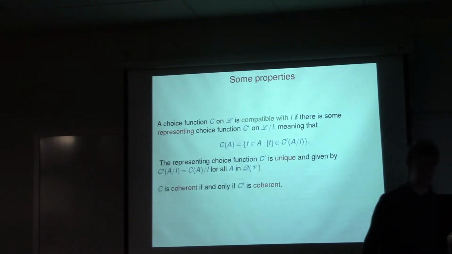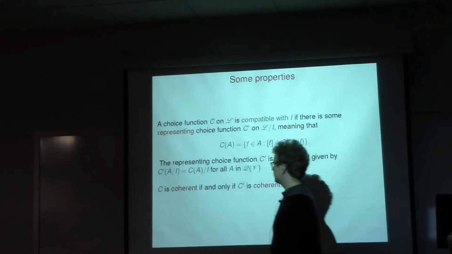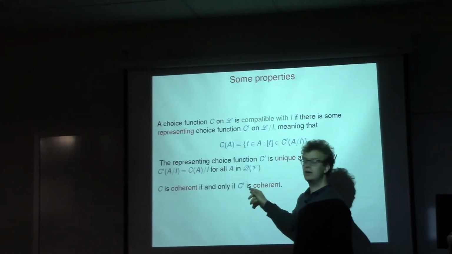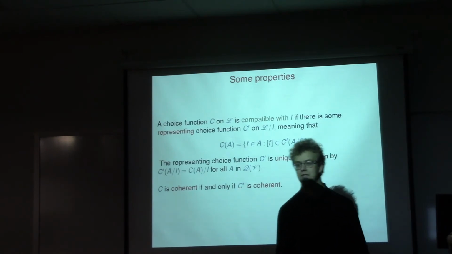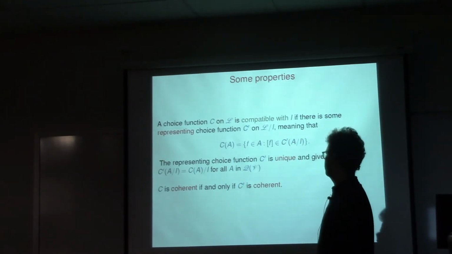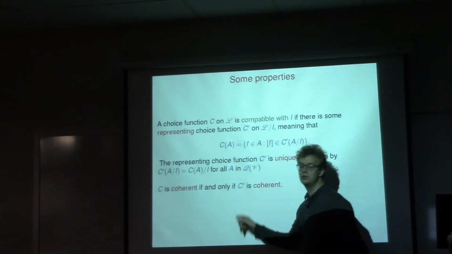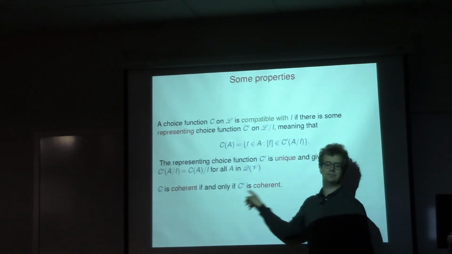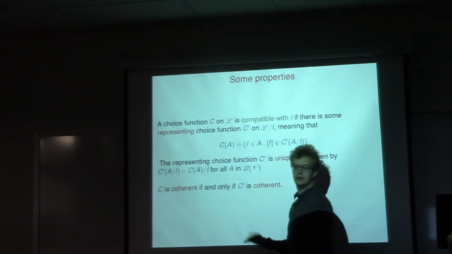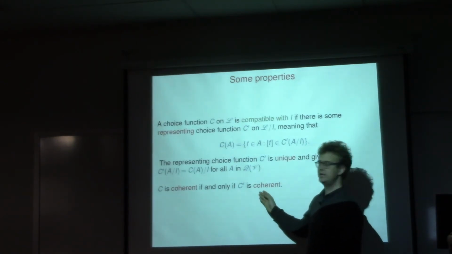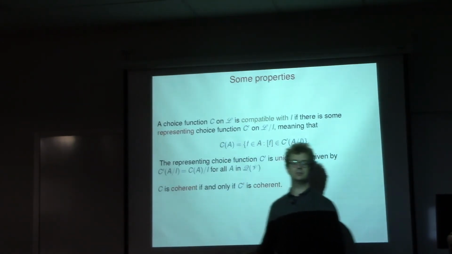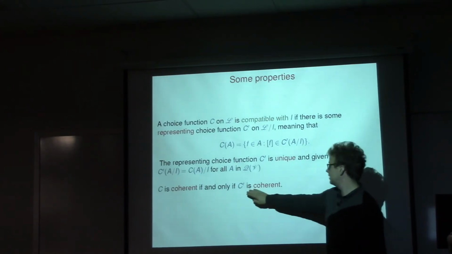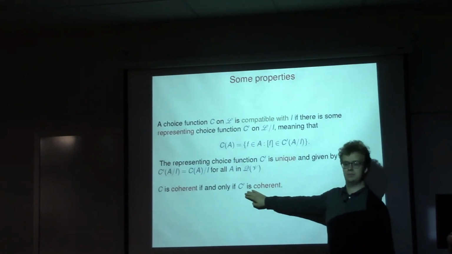Second, and this is quite important, my original choice function is coherent if and only if the representing choice function is coherent. And this is important because now I can do all the probabilistic inference in the lower dimensional space. Then after I've done this, I just check whether the result is coherent, and I go back to my original one. And it's typically way easier to work in this space.